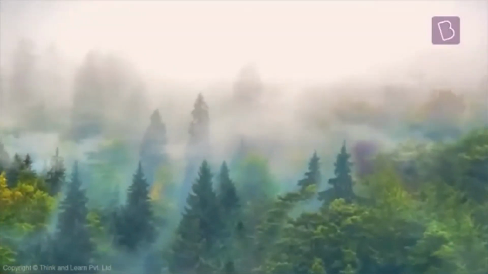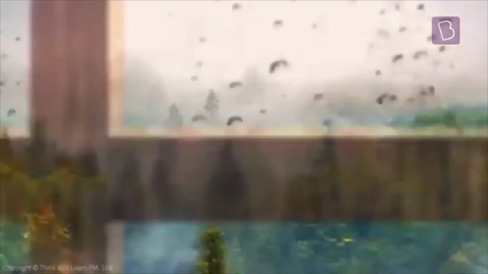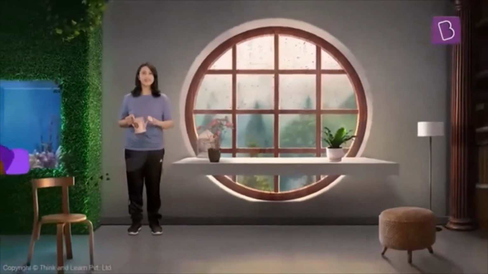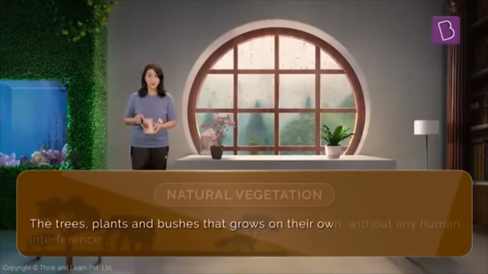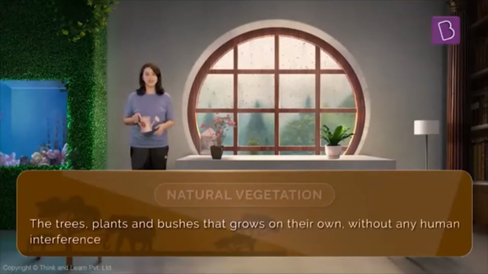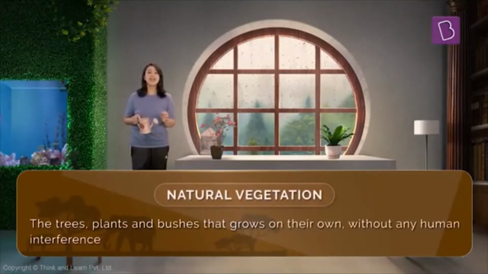But have you ever wondered who takes care of the plants that grow out in the wild? Where do they get proper soil and water from? Well, the trees, plants, and bushes that grow on their own without any human interference are called natural vegetation.